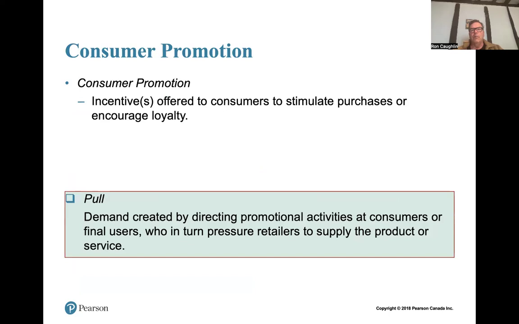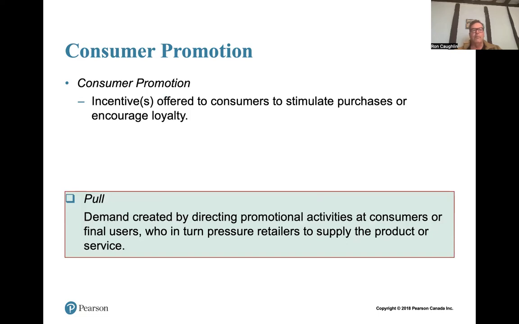From a consumer promotion perspective, you have incentives basically that are offered to consumers. They're designed to stimulate purchases or encourage loyalty as a whole. Now, that's exactly the case in a promotion like Tim Hortons does every year, which I'm going to review, which is the Roll Up the Rim to Win promotion. It's a promotion that encourages repeat visitation and stimulating purchase of coffee and other items, as well as it encourages people to come back and drives loyalty for the brand.